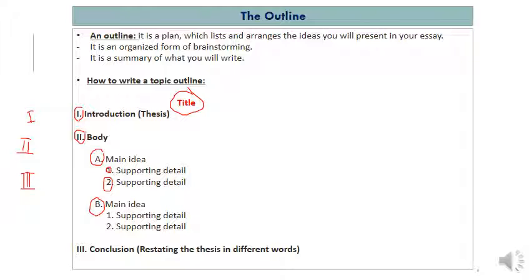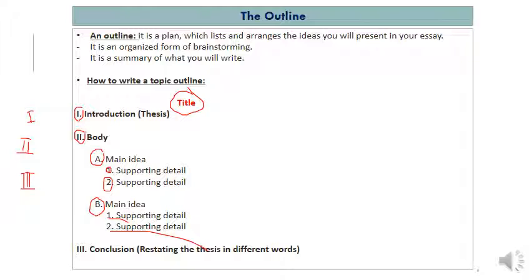Body paragraph B, which is the second body paragraph. Disadvantages of using mobile phones. What are the disadvantages? I write them in the supporting details. Okay, that's it. I go to number 3, the conclusion, which is the last paragraph in the essay.